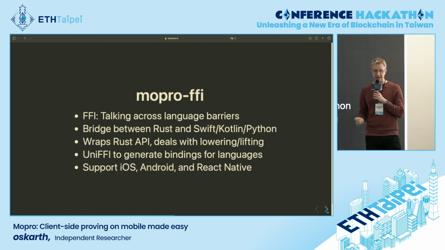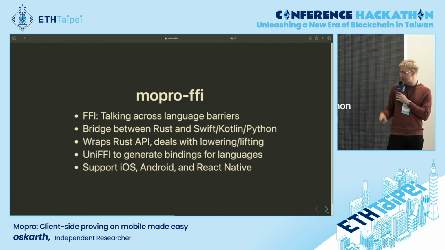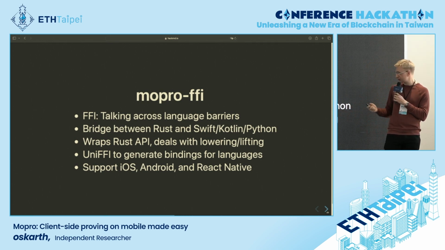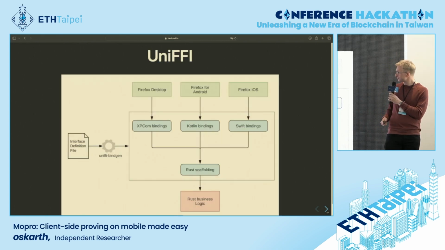So basically, when you're talking across language barriers, a big num in Rust is not the same as in Swift, so you need to deal with that conversion. And it's using UniFi to generate binaries for these different languages, and supports iOS and Android and React Native, although that's a bit separate right now. But all of those platforms are supported.